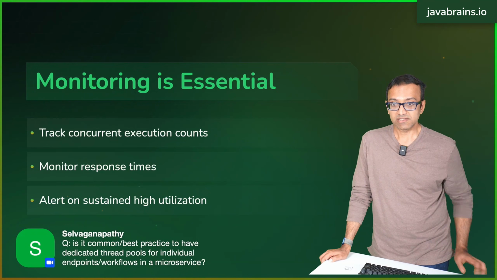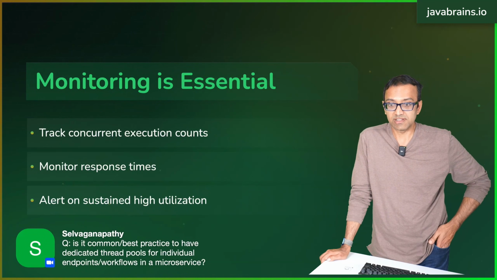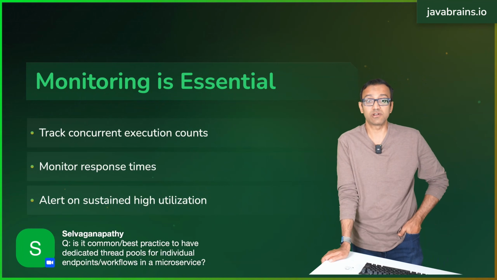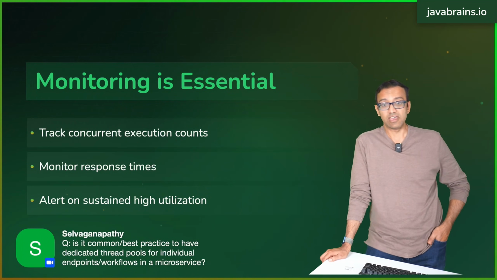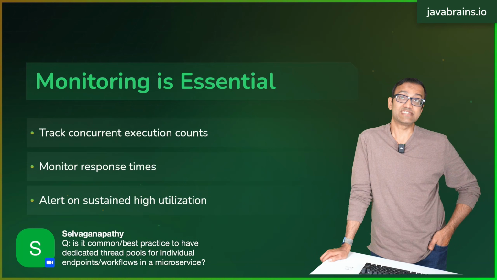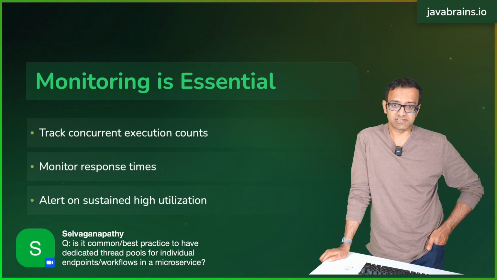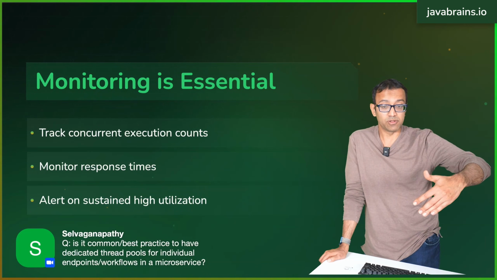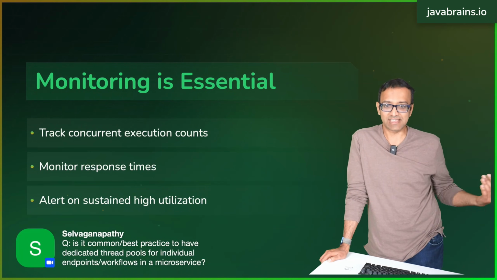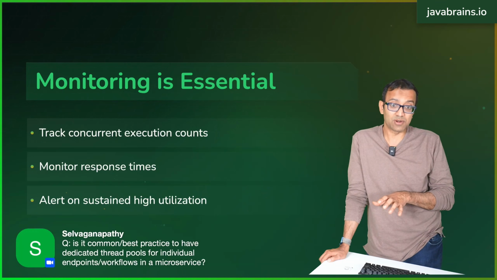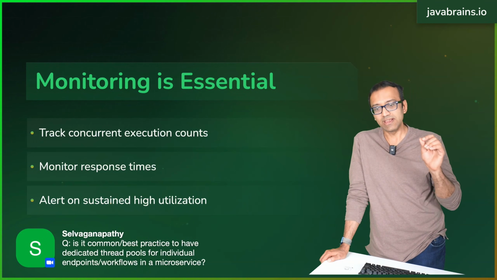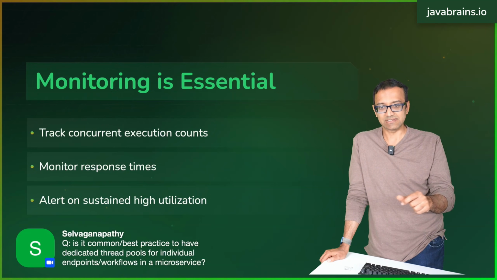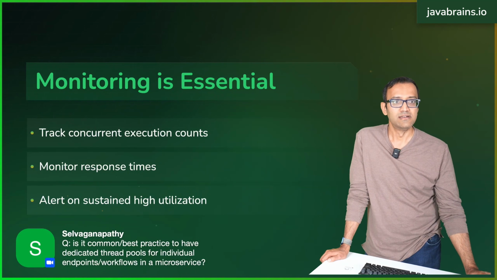Is it common practice to have dedicated thread pools for individual endpoints or workflows in a microservice? Yes, it is a common practice. This is what's called the bulkhead pattern. You set different thread pools for different services so that even if one service is slow and it consumes all the threads in that thread pool, the other services can still work. The other services have their own thread pools and they're fine. So only the slow service is blocked from creating new threads. This is a very common pattern, yes.